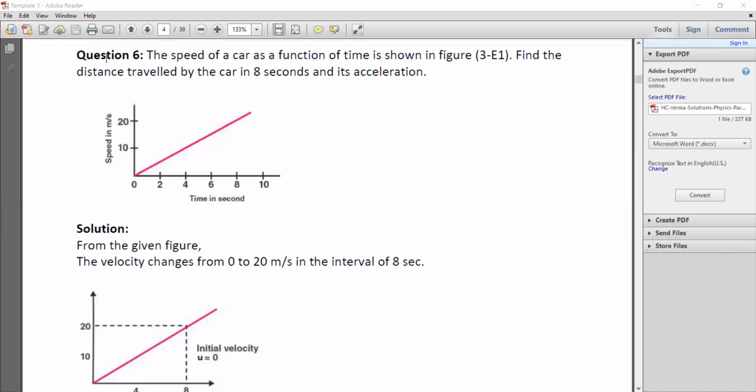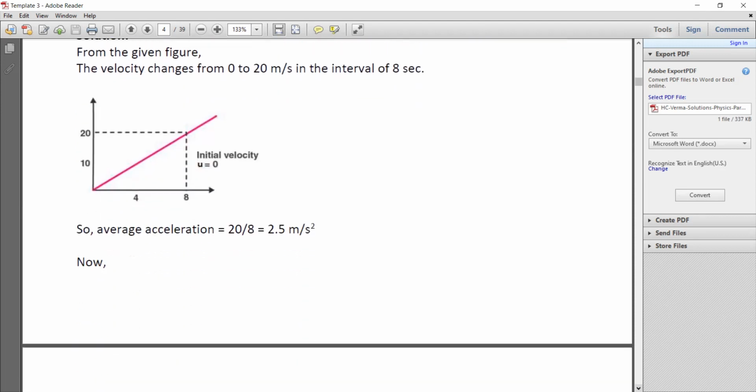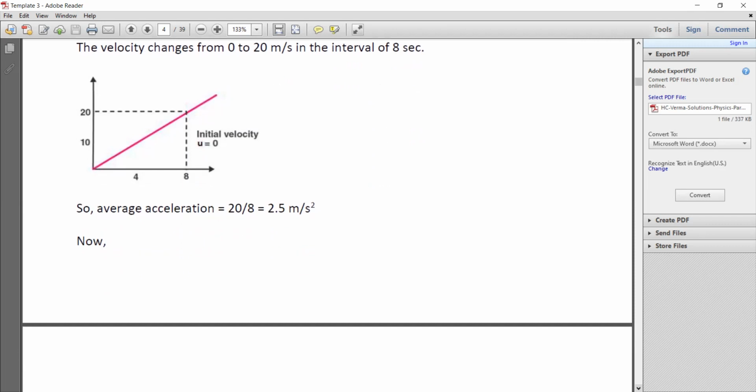Question 6. The speed of a car as a function of time is shown in figure 3e1. Find the distance traveled by the car in 8 seconds and its acceleration. Solution. From the given figure, the velocity changes from 0 to 20 meters per second in the interval of 8 seconds. So, the average acceleration is calculated as the change in velocity divided by the change in time, which is 20 meters per second / 8 s equals 2.5 meters per square second.